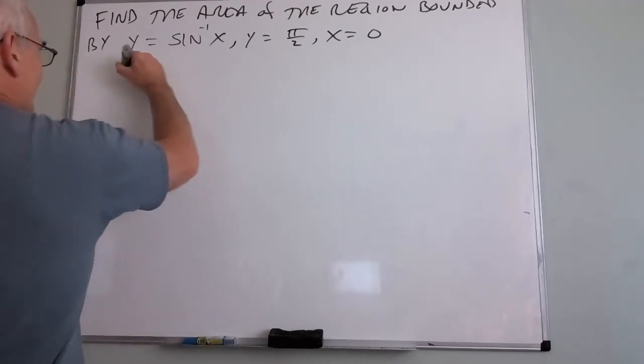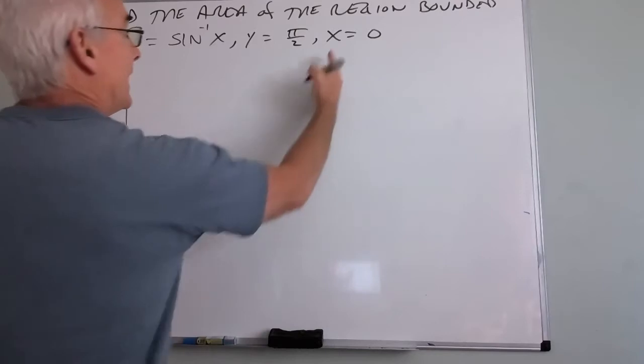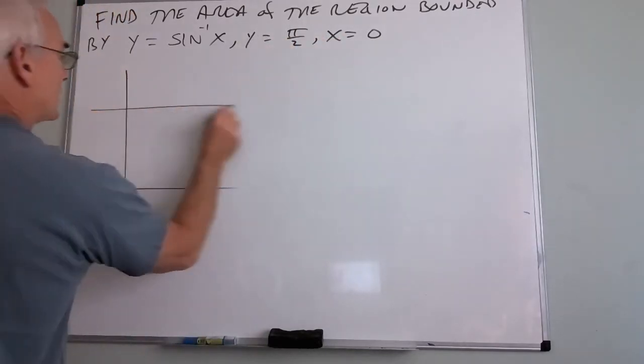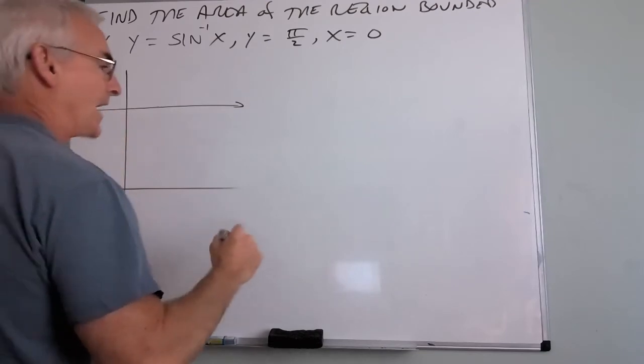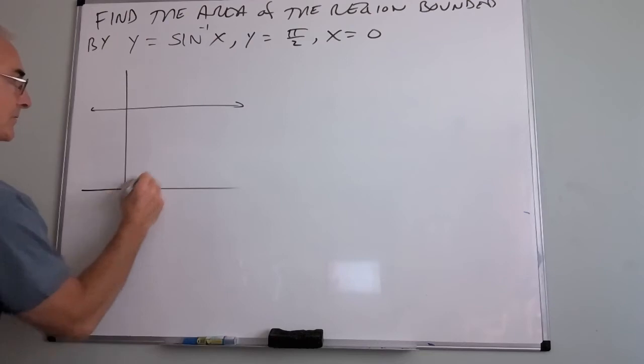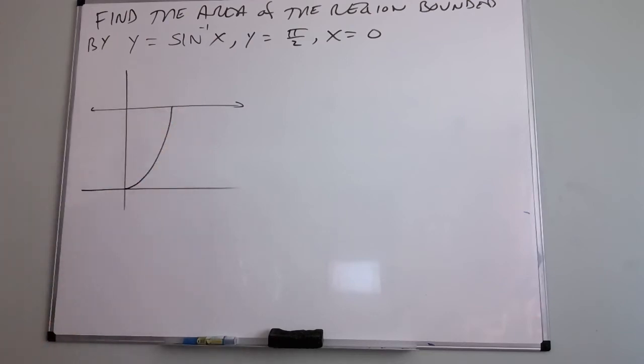All right, now inverse sine. What the heck does that look like? Well, the other ones are x equals 0. That's the y-axis. y equals pi over 2 would be a horizontal line. Well, I know what the sine wave looks like. Turns out inverse sine just goes the other direction. So inverse sine is going to look like this. So I'm asking for this area right here. Oh, okay, that doesn't seem too bad.